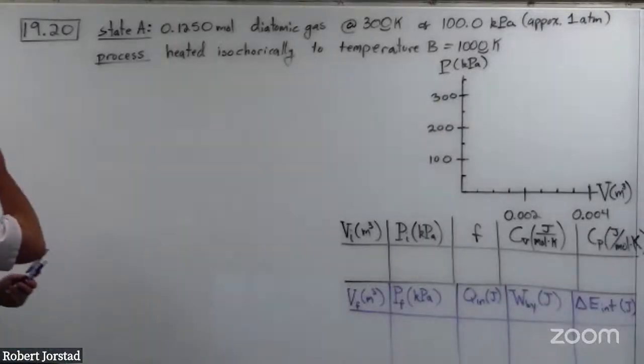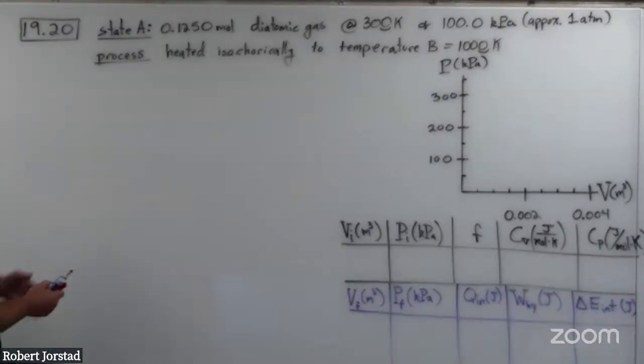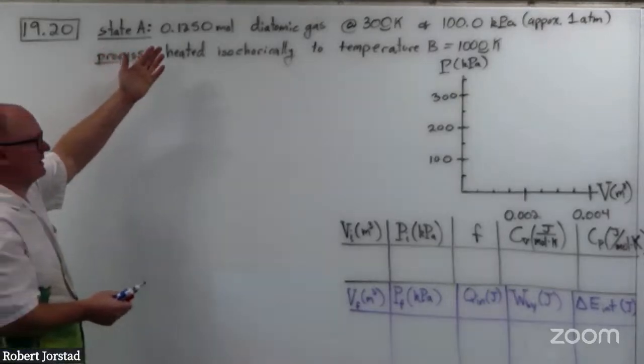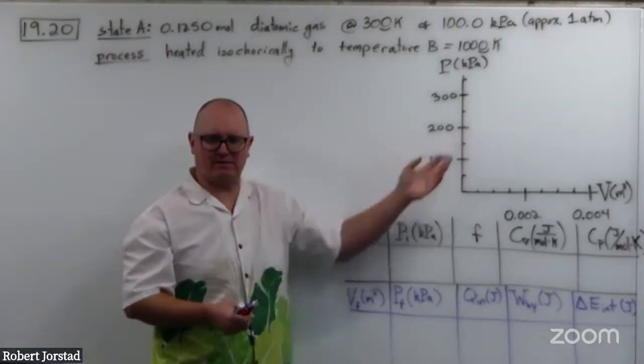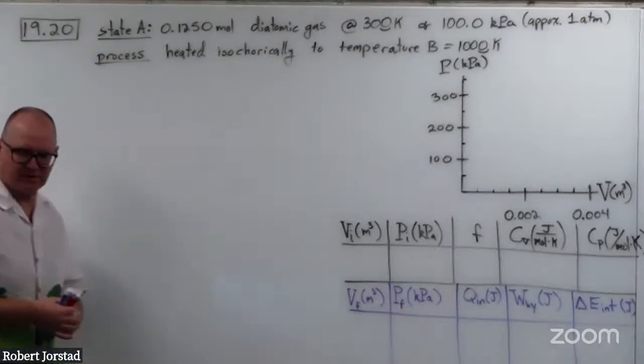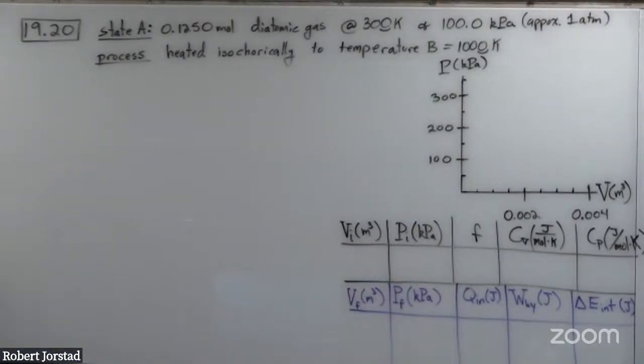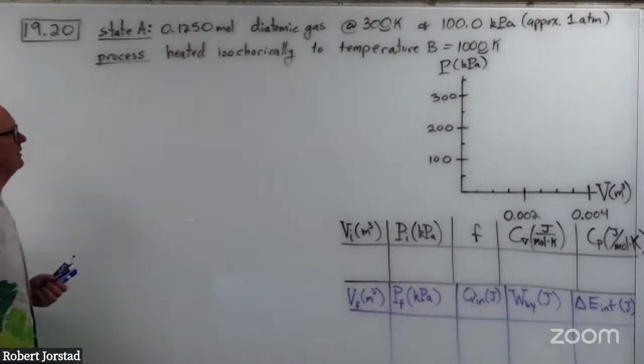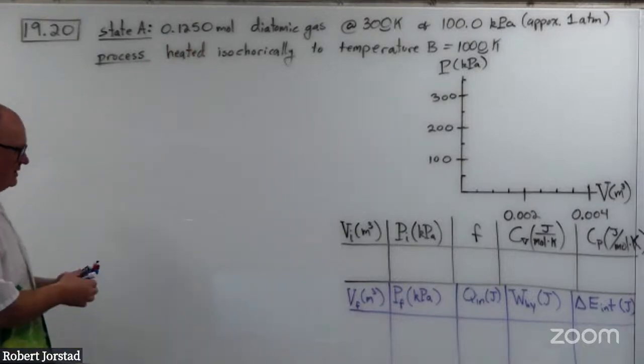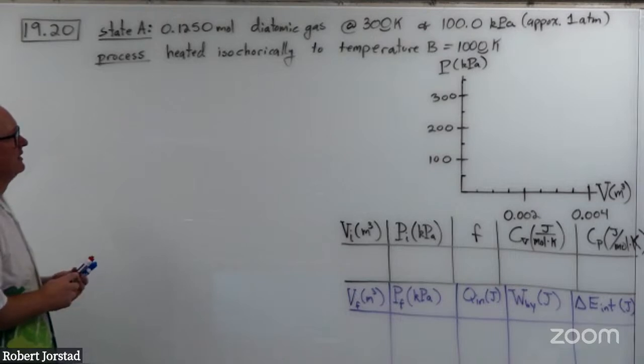All right. I want to start with this word problem and then get to the PV diagram and fill in this chart. Focus, good. Here we go. We have 0.125 mole of diatomic gas at 300 Kelvin and 100 kilopascals.